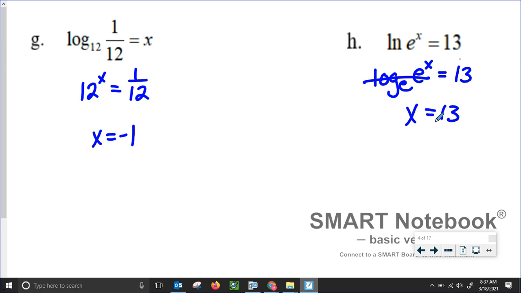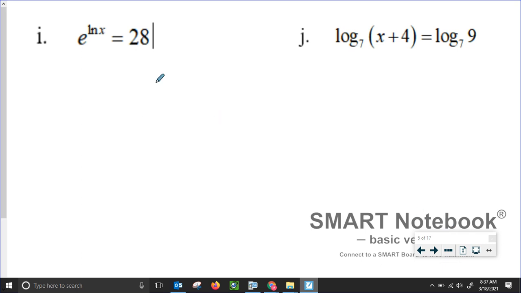Now, if you don't like that idea, then go ahead and use your definition of logarithm, and you get e to the 13 is equal to e to the x. Well, now this just became a same-base problem. Now that our bases are the same, we can set our exponents equal to each other, so 13 equals x. So either way, you get to the same conclusion.